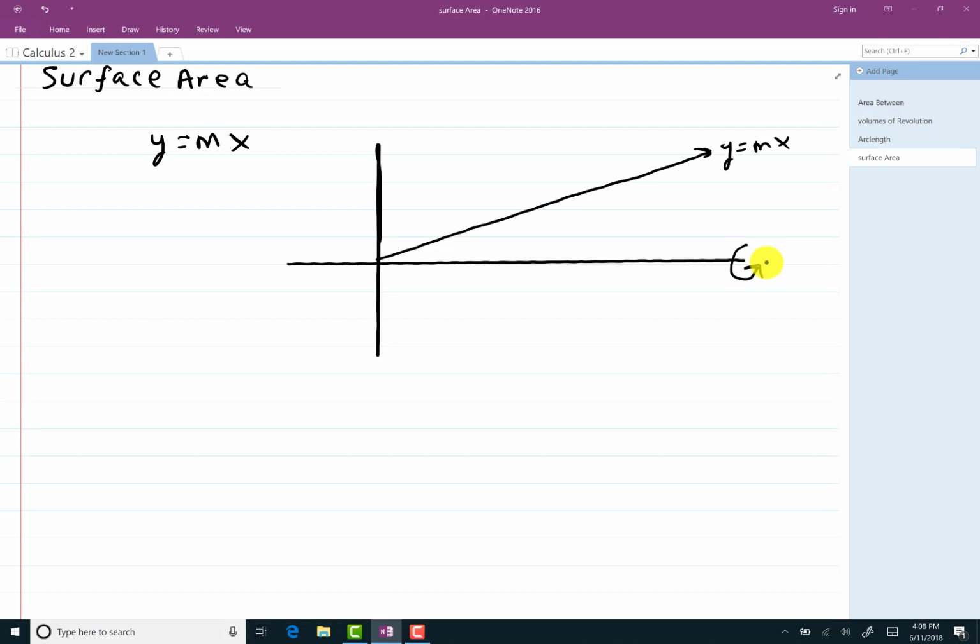And when you do that, the shape you're going to get, as we've done this many times before, you're going to get a cone shape. Let me see if I can make that better.